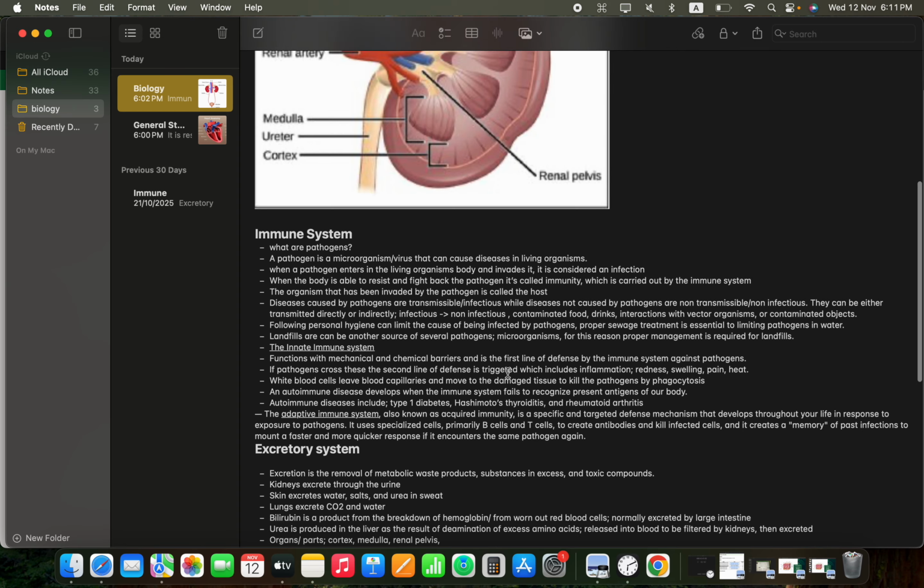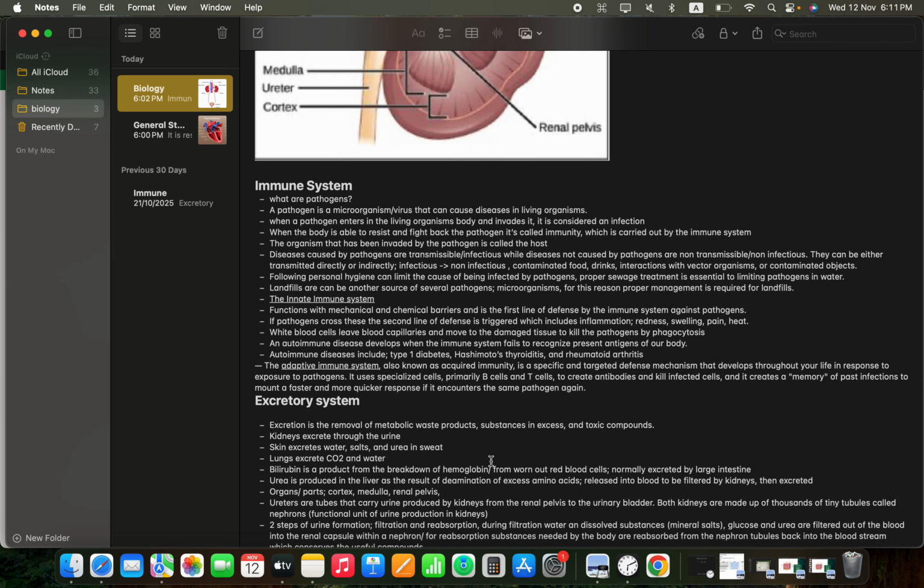So then we have landfills. Landfills are places where trash is dumped. So it's clearly a huge source where several pathogens or microorganisms can be formed. So for that reason, we need proper management for it.